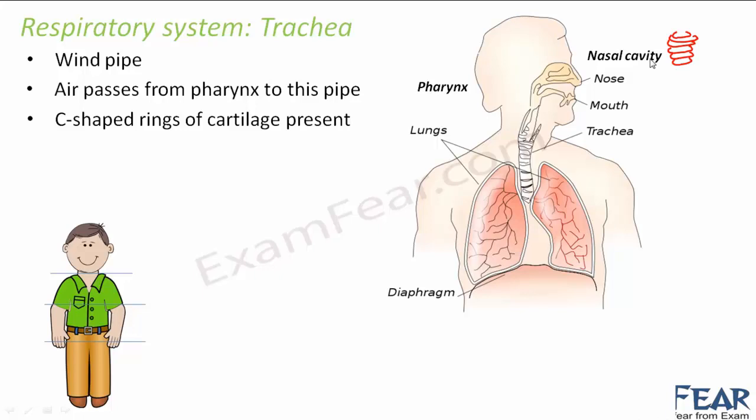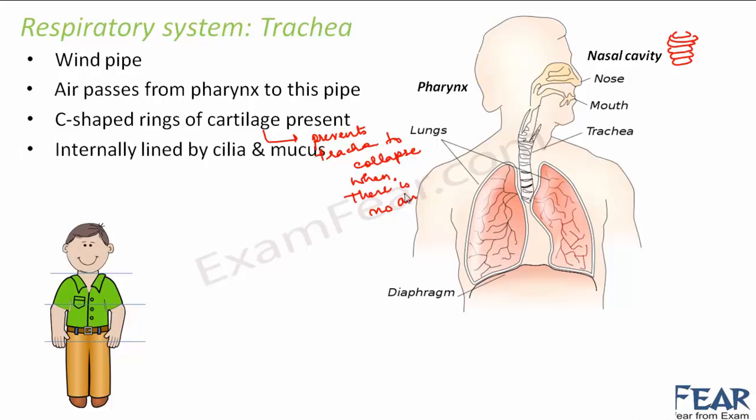So what is the purpose of this cartilage? It prevents collapsing of the trachea even if there is no air. Now suppose inside there is no air, the trachea is quite flexible, so there are chances that it can collapse down. It can shrink up. In order to prevent that collapsing, these cartilages are present to give it some structural support. So these cartilages prevent the trachea from collapsing when there is no air.